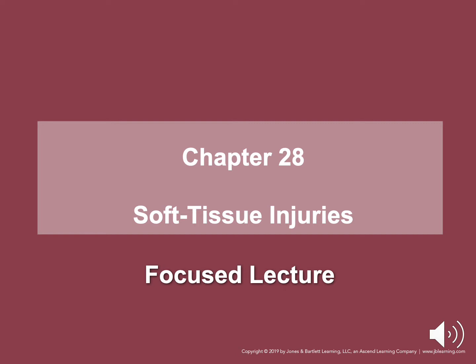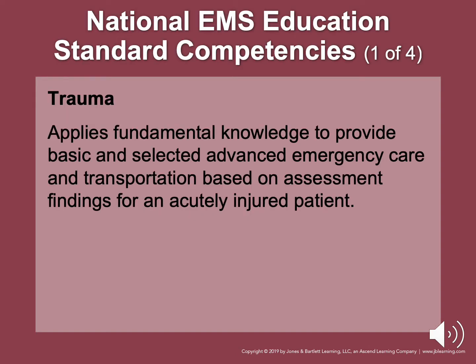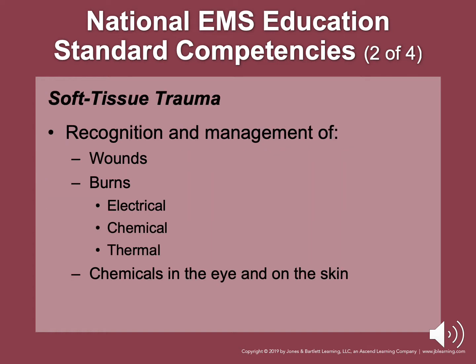Alright, this is chapter 28, and we're going to be talking about soft tissue injuries. In this chapter we'll be recognizing and discussing the management of wounds, burns to include electrical, chemical, and thermal burns, also chemicals in the eye and on the skin.